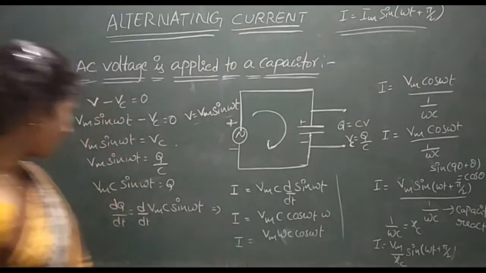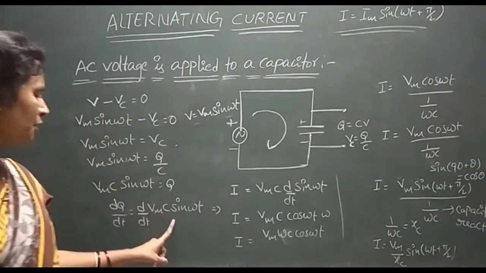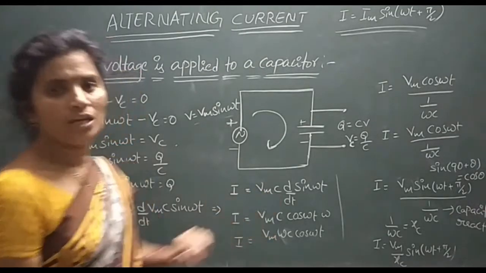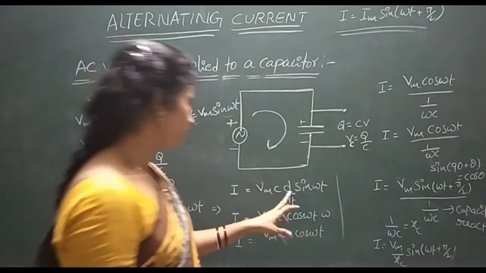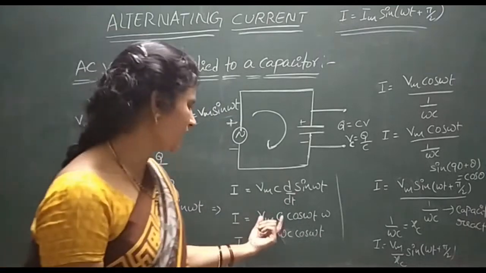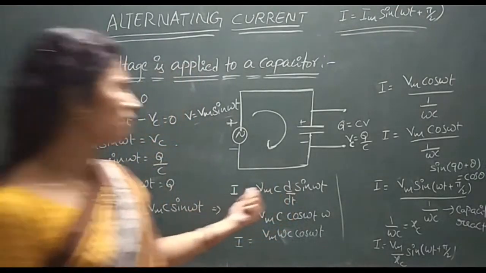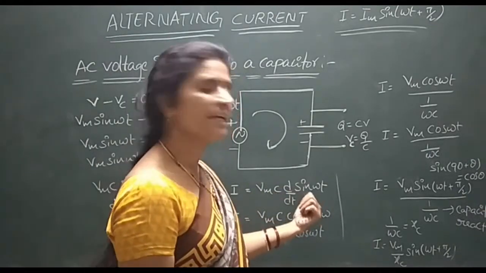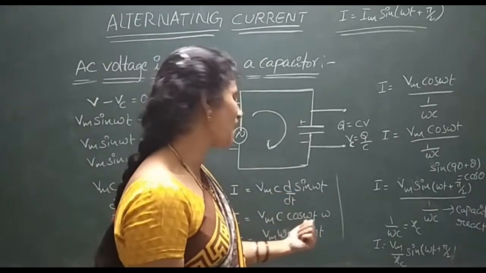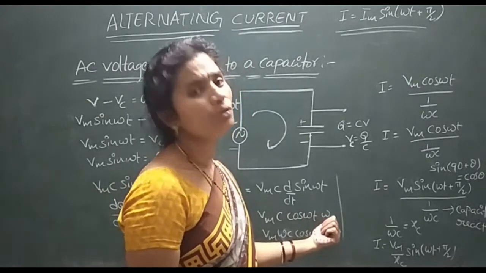That can be written as I. I is equal to Vm, and here Vm into C is constant. So Vm and C are constant, and we write in front of that d by dt of sin omega t. So Vm into C, what is the d by dt of sin omega t? Differentiate with respect to time. The differentiation of sin omega t is nothing but cos omega t.